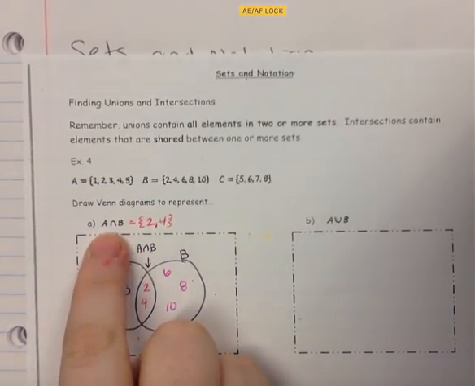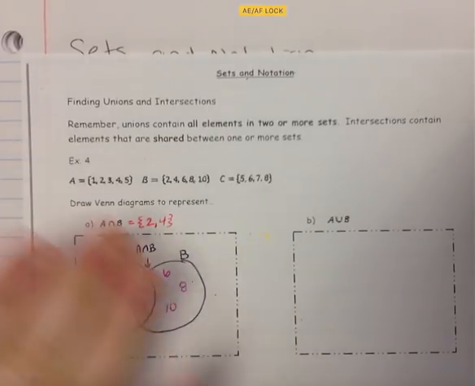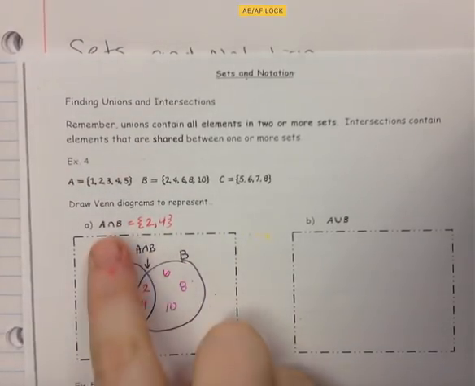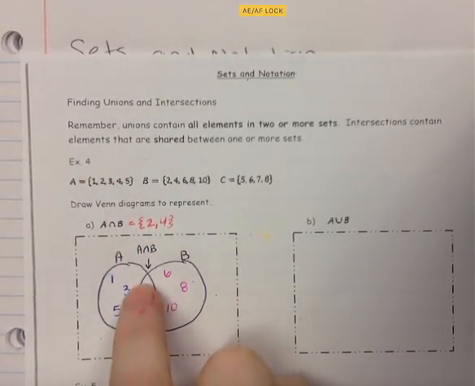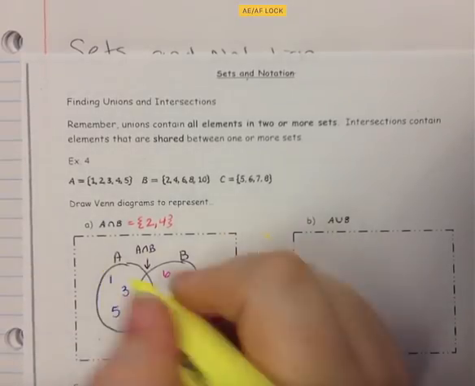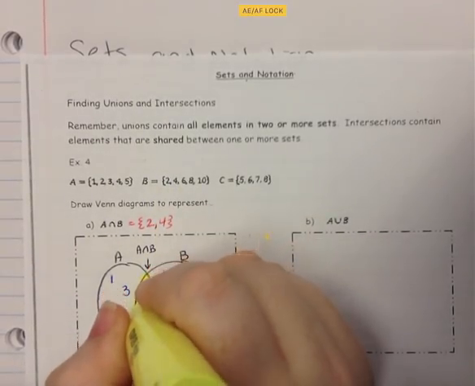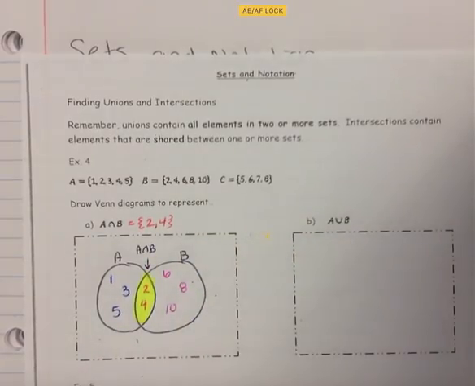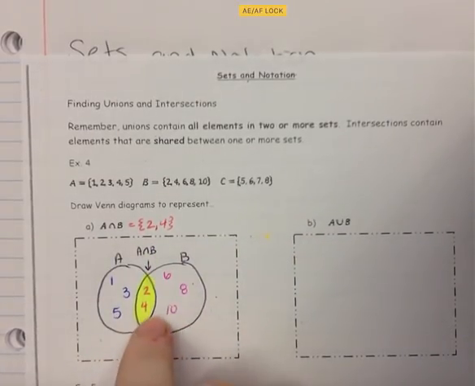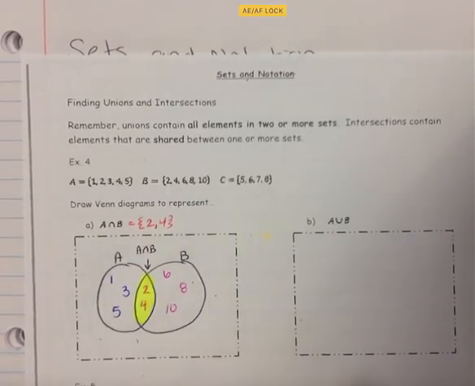So the question is, what is the intersection? Which part of this is the intersection? Intersection is where they overlap. So the two numbers that they overlap are the 2 and 4. So this part is actually our answer. The intersection, the overlap of them. We want that part for the intersection.